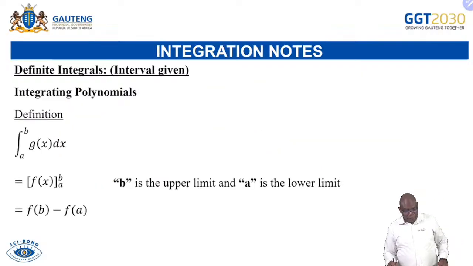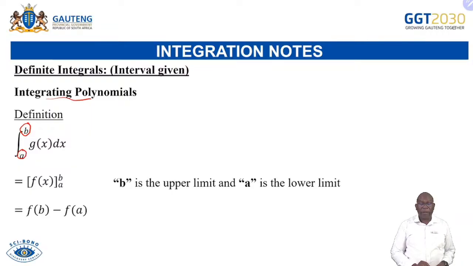All right, now let's look at what we call the definite integrals. Now with the definite integrals, here the interval is given, which means that when we integrate these polynomials, we will have the number there and a number there. And the function will be there, and we have our dx. Now, the b is called the upper limit, and the a is called the lower limit.